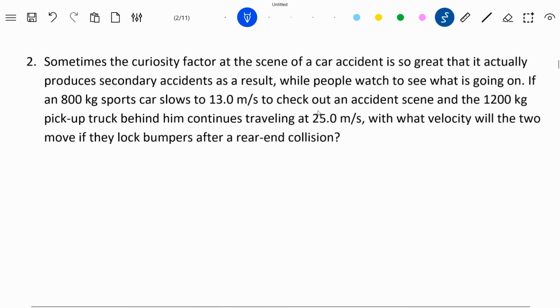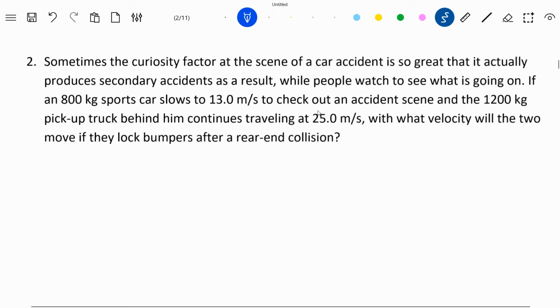Okay, number 2. By the way, I've literally not read these questions yet, so hopefully I won't be caught off guard too much here. Okay, so sometimes the curiosity factor at the scene of a car accident is so great that it actually produces secondary accidents as a result. True. While people watch to see what's going on. If an 800 kilogram sports car slows to 13 meters per second, okay, so we have a sports car checking out an accident scene, and a 1200 kilogram truck continues moving at that speed. With what velocity will the two move if they lock bumpers after a rear end collision?